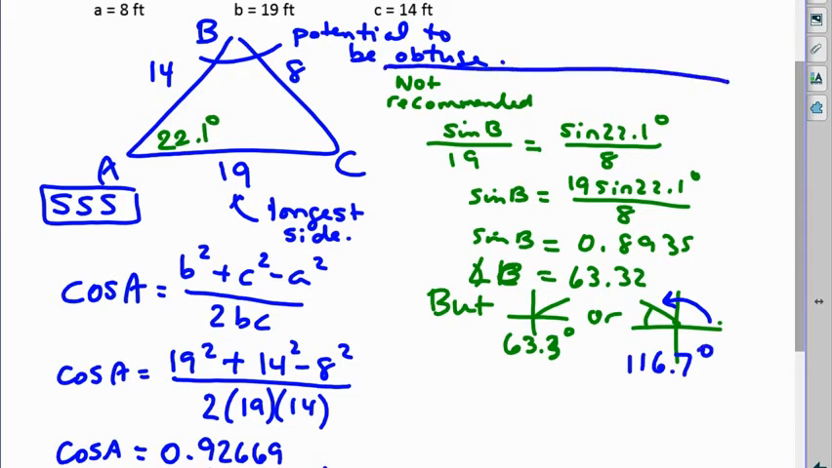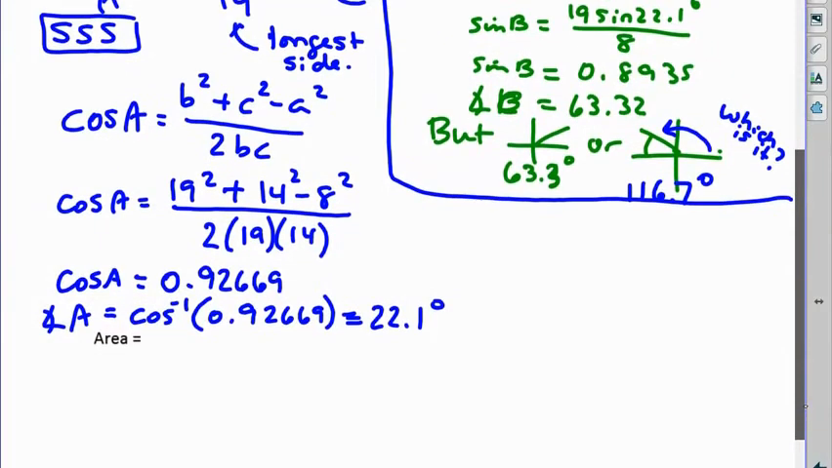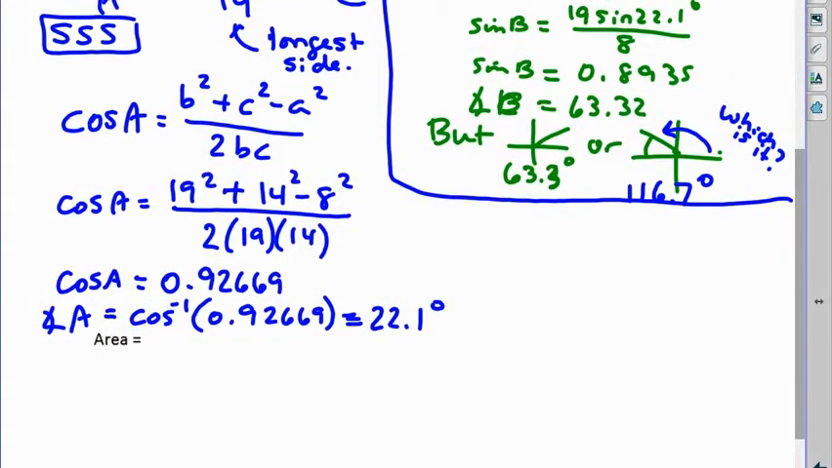So this right here is not a good idea. Which is it? You don't know. That's the reason why law of cosines is much better in this kind of situation, because law of cosines will tell us exactly which angle it is.